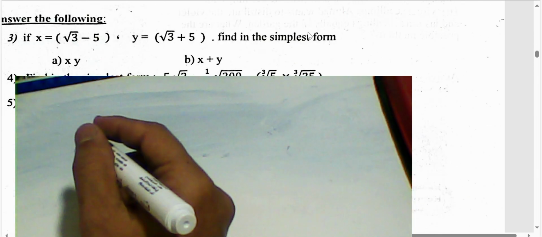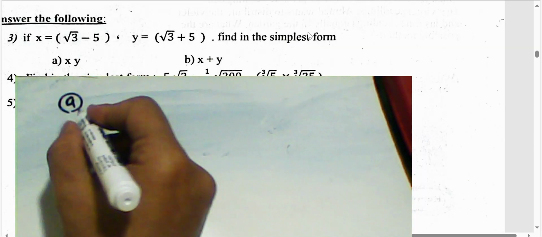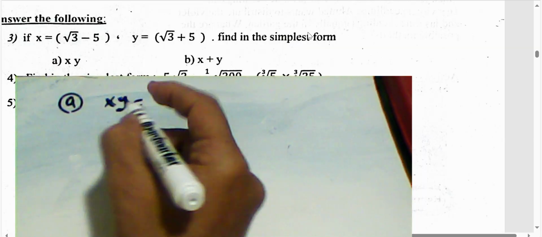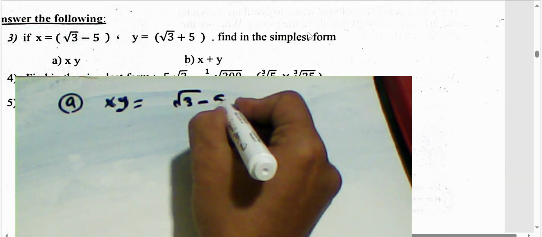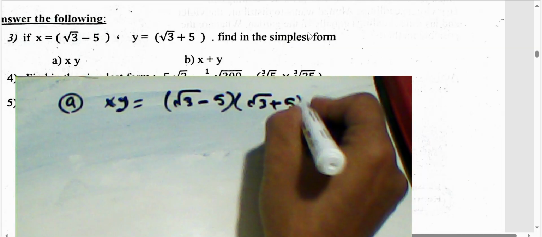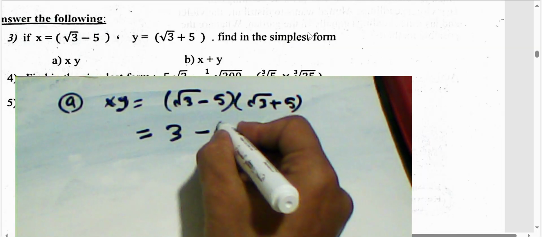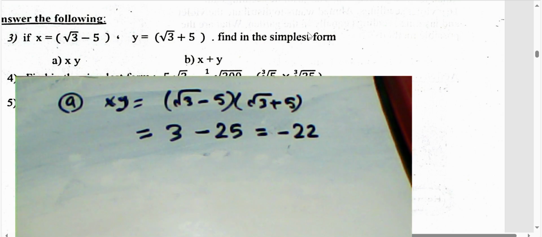We have x and y. He wants to find the value of xy and x plus y. Letter A, we have x times y. X here, root 3 minus 5 times root 3 plus 5. First by first and second by second. The result will be negative 22. See letter A. Letter B, x plus y.